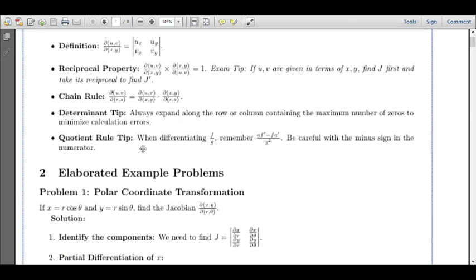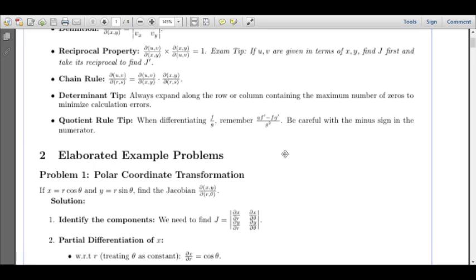Next, there's the quotient rule, which says whenever we differentiate f by g, this is the quotient rule of differentiation: (v u dash minus u v dash) by v square, that is (g f dash minus f g dash) by g square.